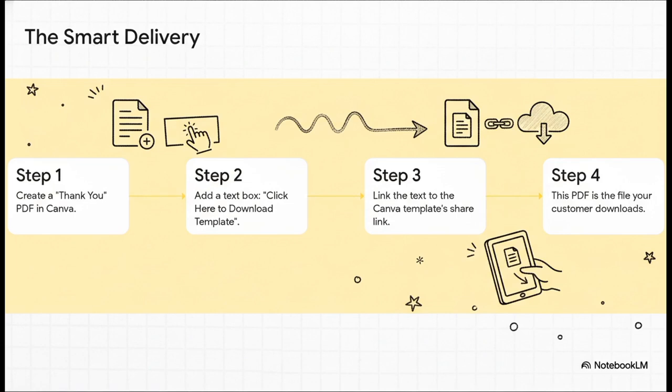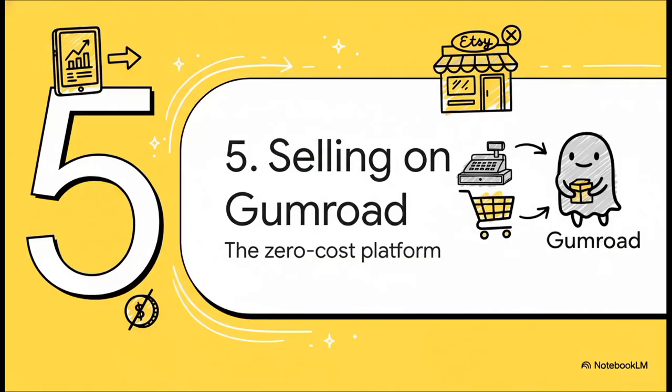Instead, you create a simple PDF like a thank you page. On that PDF, you put a little text box that says, "Click here to download," and you link that to your Canva template. The customer buys and downloads the PDF, clicks the link, and poof, they get their own editable copy. Your original design stays safe. It's so simple. All right, our product is made and ready to deliver.